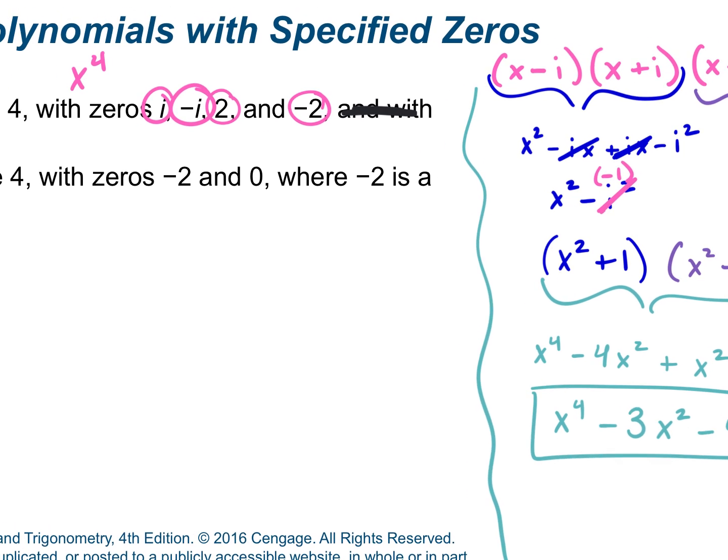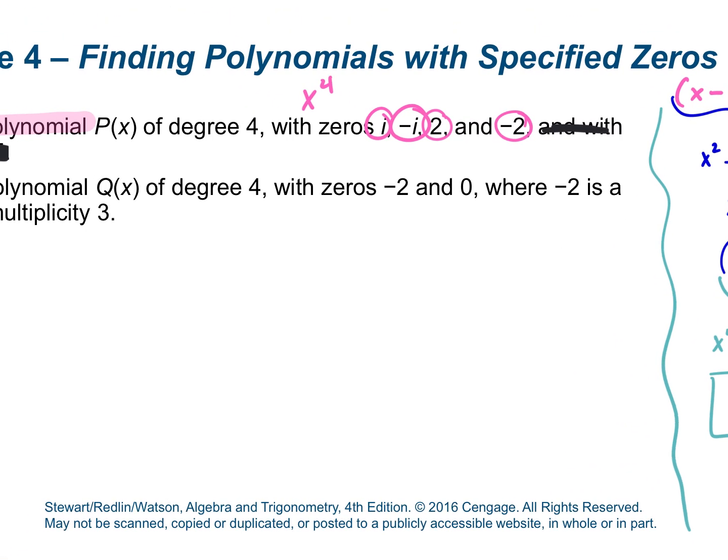Now we're going to do the same thing with B. For B, it says that we have a polynomial of degree 4 with zeros negative 2 and 0, where negative 2 is a zero of multiplicity 3. So how many negative 2's do I have? 3 of them. How would I write negative 2 in factored form? X plus 2. How many x plus 2's will I have? 3 of them, because we have 3 negative 2's. So x plus 2 times x plus 2 times x plus 2.